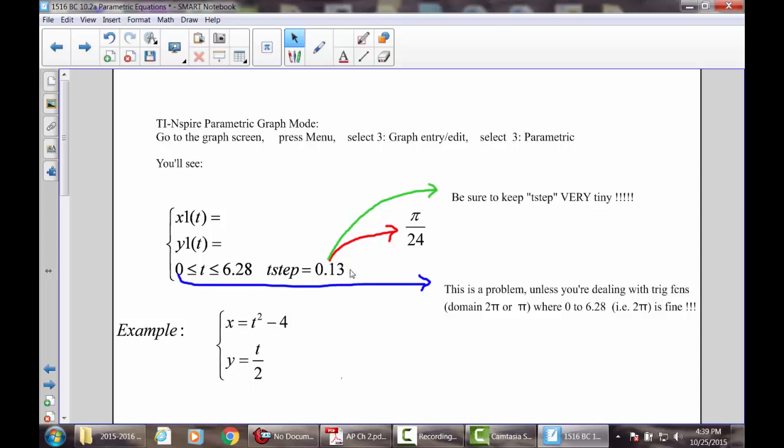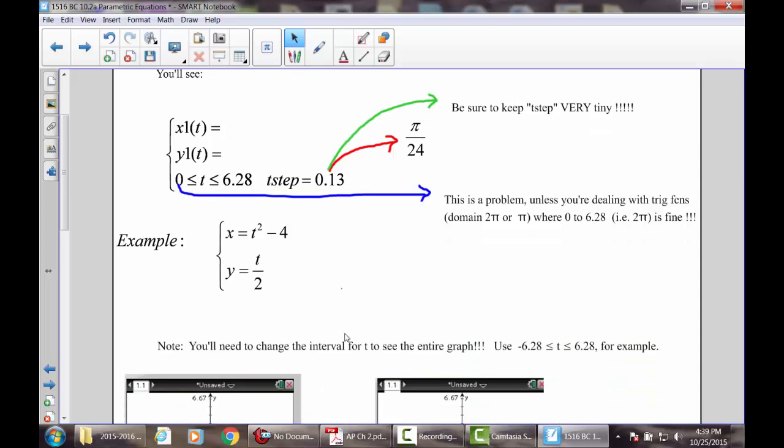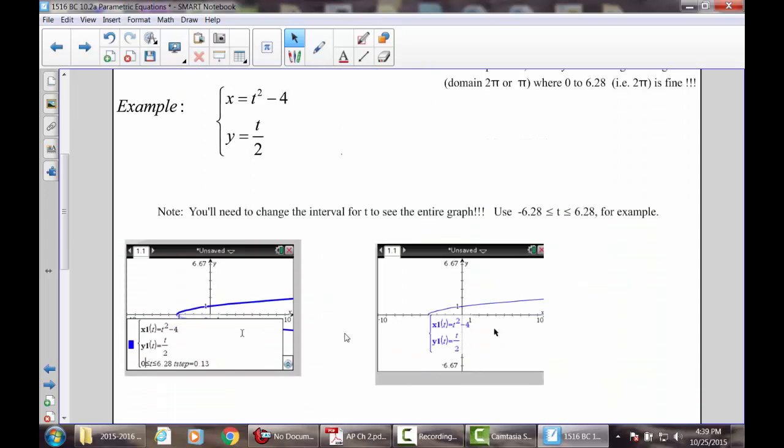It's also going to automatically have a t-step of 0.13, which basically is pi divided by 24. You want that t-step to be tiny, or you're going to get a very choppy graph, so keep it tiny or don't touch it at all. But unless you're dealing with trig functions, which is fine, it will be a problem if you're not, because why would you want t to only go from 0 to 6? So you would change your t, for example, from -10 to 10, or 0 to 500, or whatever.